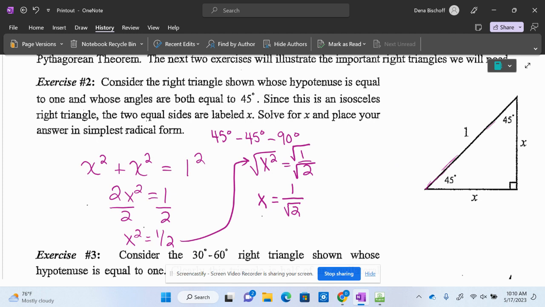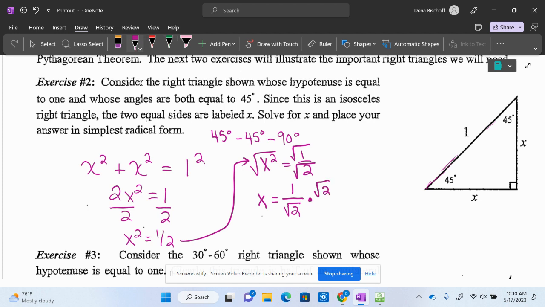Now, if I remember correctly, I cannot leave a radical in the denominator. That's nasty, right? So I'm going to multiply by this fancy looking number 1. Now, this is just a special number 1. The square root of 2 over the square root of 2 reduces to 1. So when you multiply any number by 1, you don't change the value of the number. You just change its appearance, right? So 1 times the square root of 2 is the square root of 2, and the square root of 2 times the square root of 2 is 2.